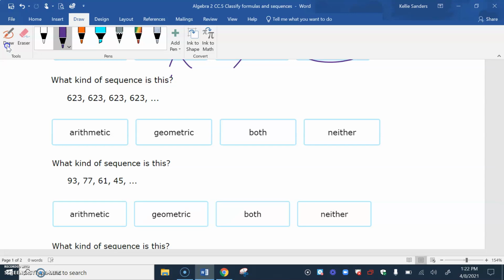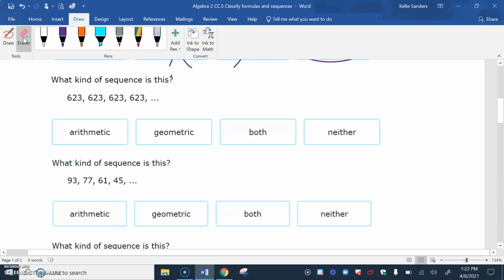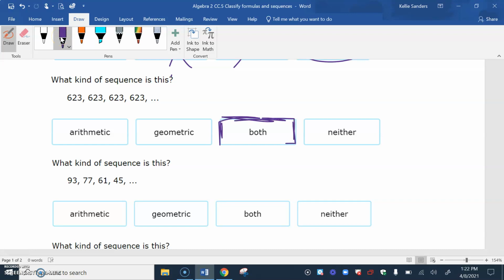This is the one and only time your answer is going to be both. Now, can anybody tell me why it's both? How would it be arithmetic? What would we be adding every single time to get the next number? We would be adding 0.